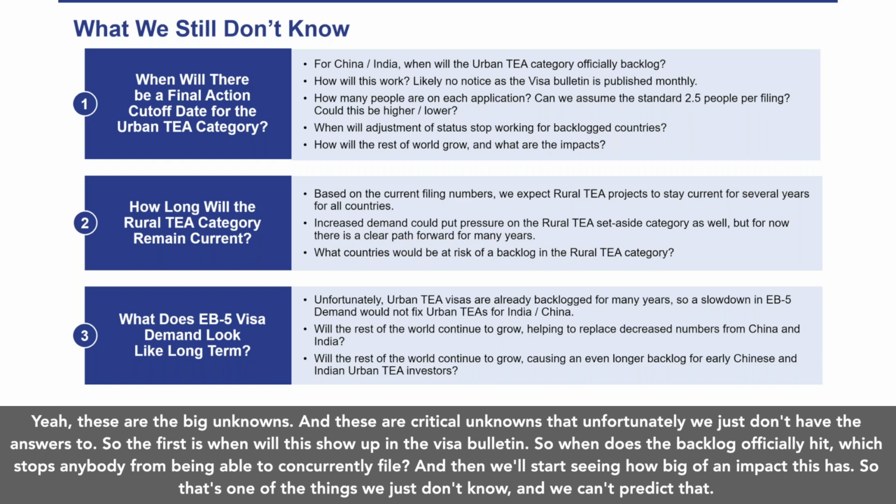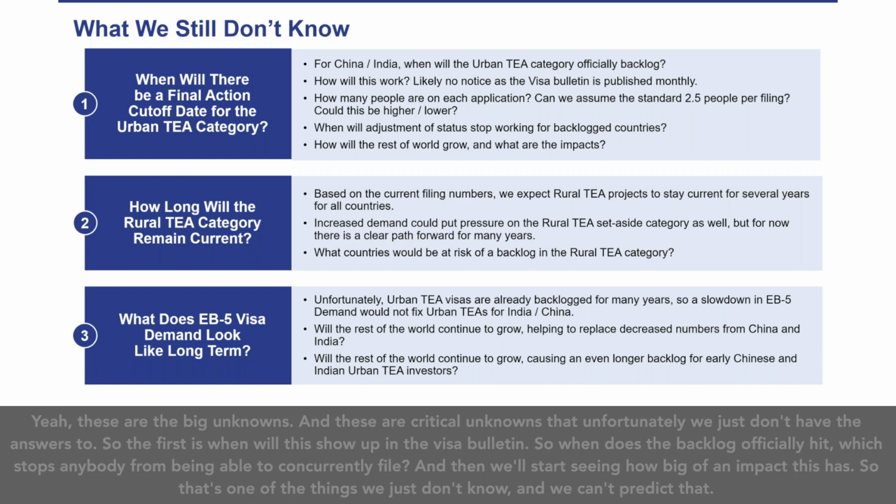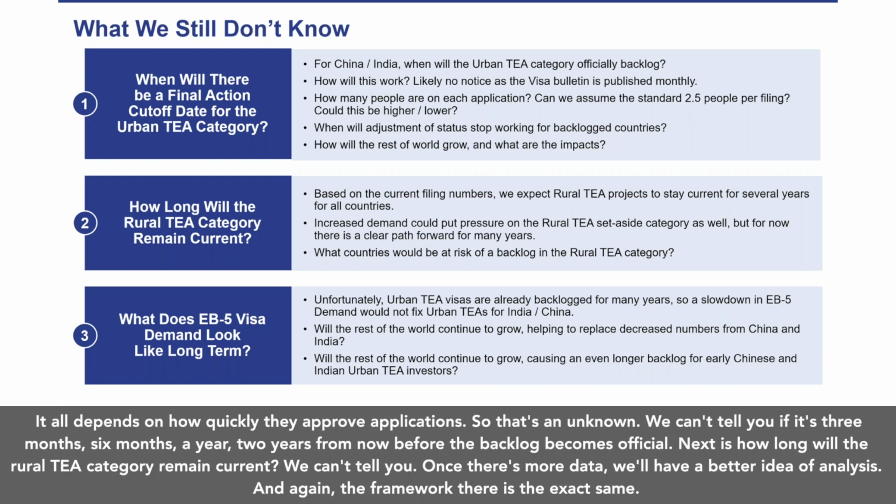And these are the big unknowns. These are critical unknowns that unfortunately we just don't have the answers to. So the first is, when will this show up in the visa bulletin? So when does the backlog officially hit, which stops anybody from being able to concurrently file? And then we'll start seeing how big of an impact this has. That's one of the things we just don't know, and we can't predict that. It all depends on how quickly they approve applications. We can't tell you if it's 3 months, 6 months, a year, 2 years from now before the backlog becomes official.